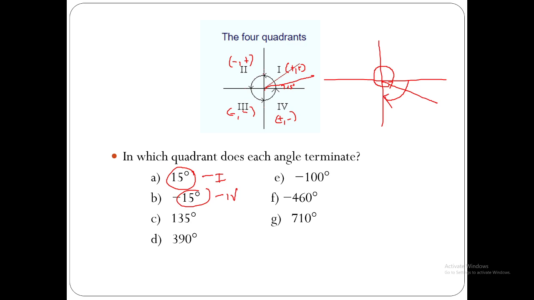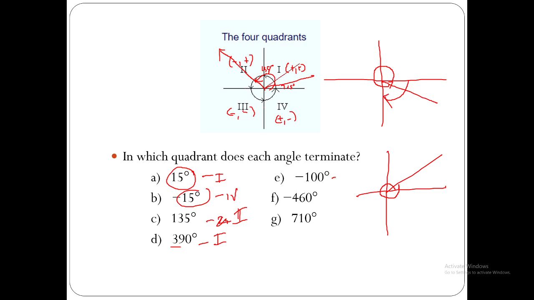All right. So 135 degrees, so this is 90. It's still short of 45. So this is 45. Which means this is 135 degrees. So 135 degrees is in quadrant 2. How about 390? You rotate one revolution, then add 30, which means 390 degrees is in quadrant 1.